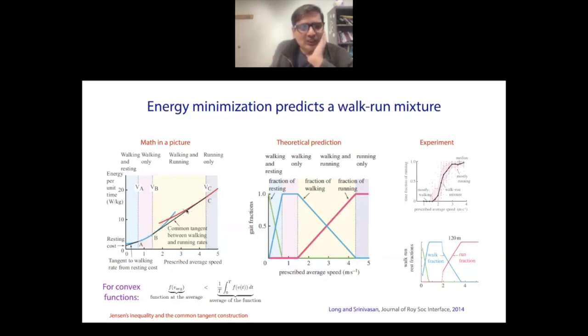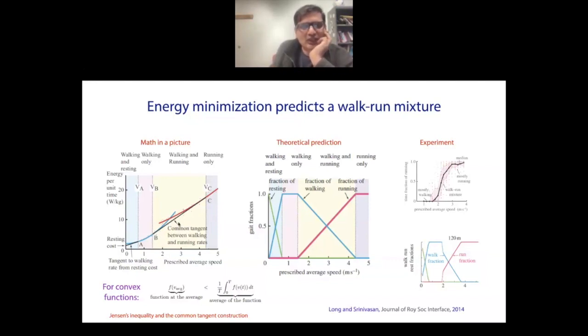But once you give yourself that, it turns out that you can construct a tangent between these two curves, which is this black line. And then the black line touches these two curves at two points. Below this point, in other words, if you're asked to walk at a speed below it, you should just walk all the way. And if you're asked to travel at a speed above this point, you should just run all the way. But between these two speeds, it's actually better to use a mixture of walking and running.